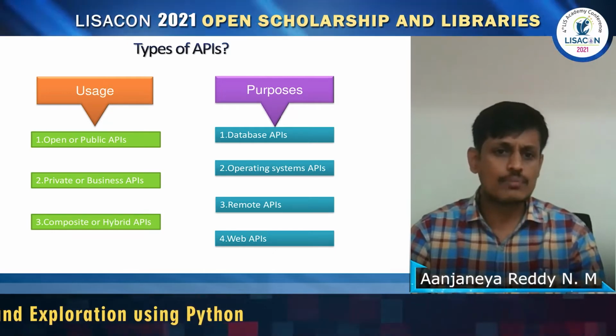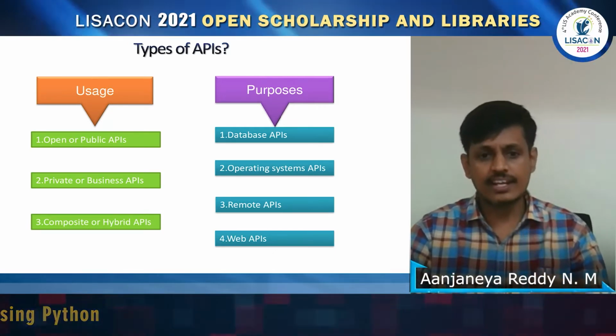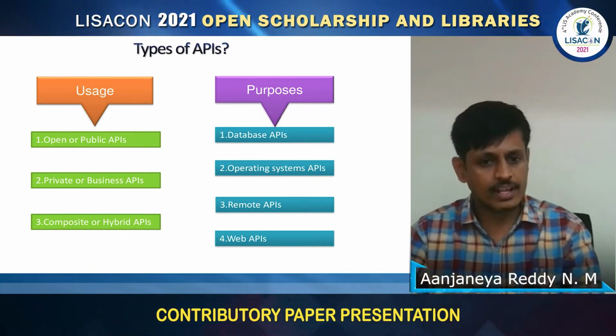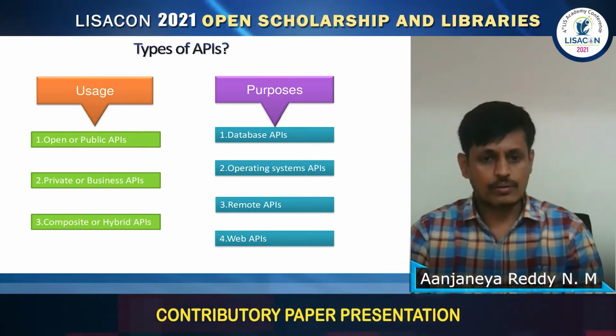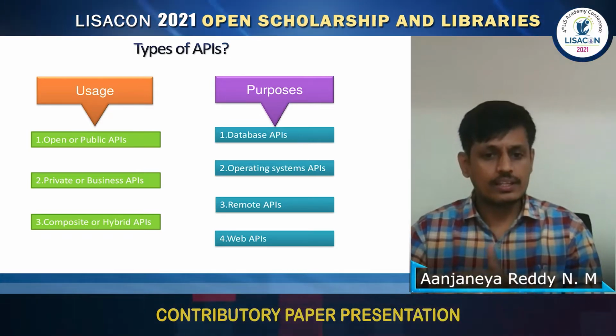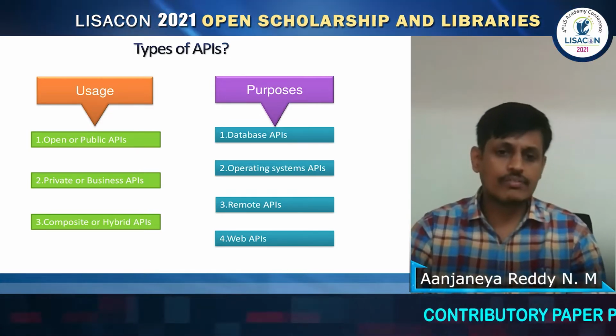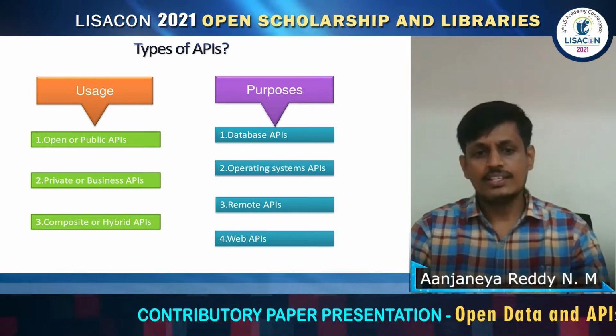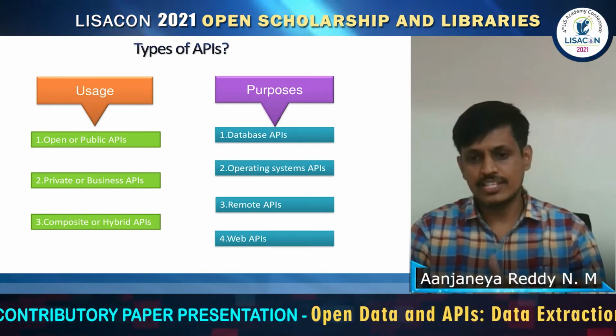And if you look at the types of APIs based on usage, we can categorize them into three parts. One is the open or public APIs, which can be used by anyone, and private or business APIs, wherein only those who have access to that kind of API can access them. And hybrid APIs, which are a combination of both public APIs and business APIs.